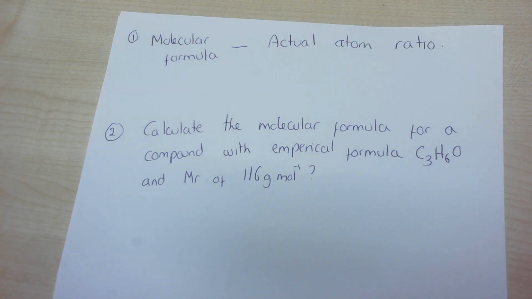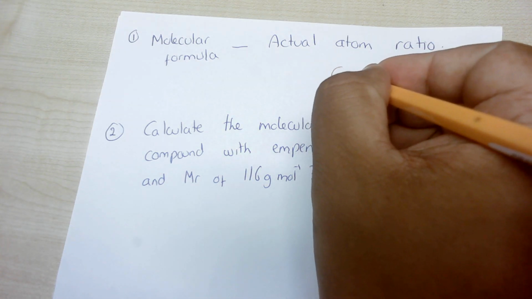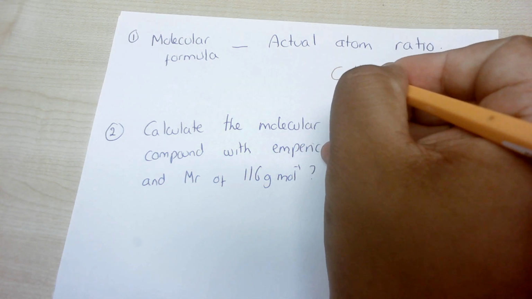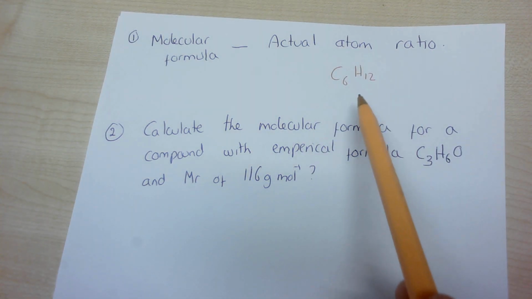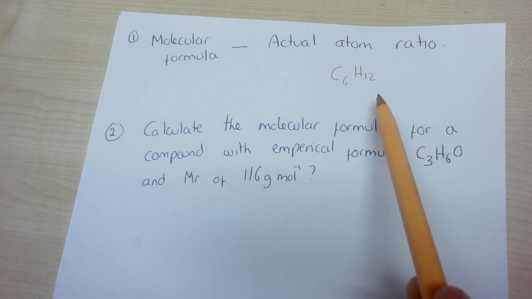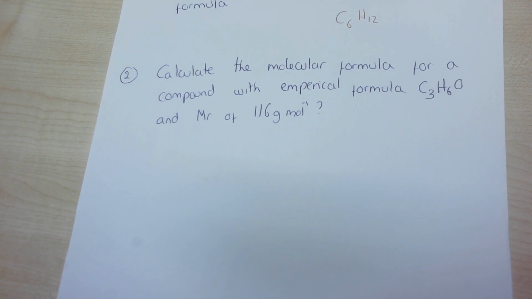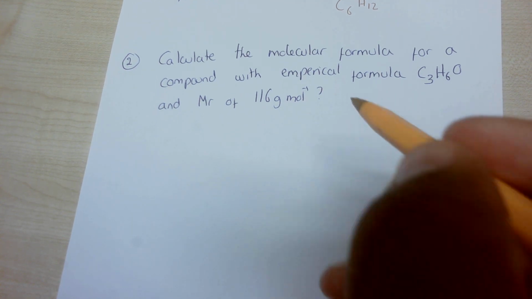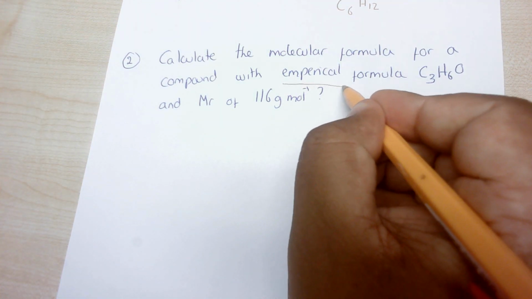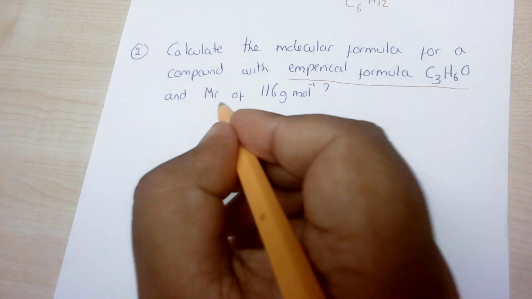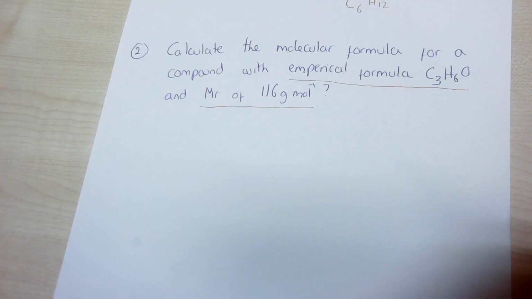So if I did have a compound, let's just say C6H12, which is hexene, there are 6 carbons and 12 hydrogens actually within that structure. That's the molecular formula. If I'm going to calculate the actual molecular formula of something, I need 2 things. I need the empirical formula, and I also need the MR of the molecular formula.